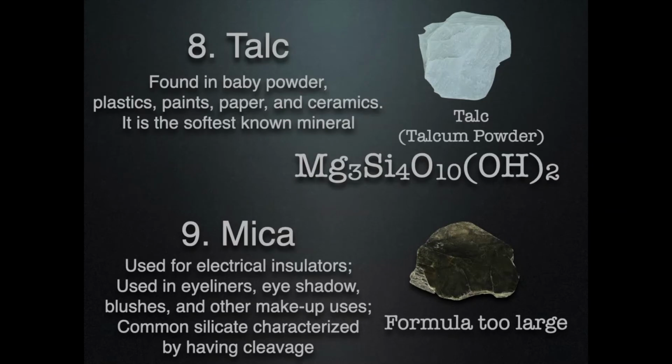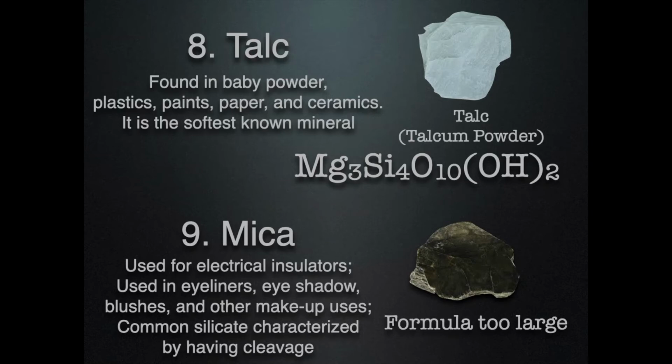Talc used to be used as baby powder, but they're finding that it has harmful effects. It can be found in plastic, paints, paper, and ceramics. It is the softest on the mineral hardness scale. While diamond is the hardest, talc would be the softest.